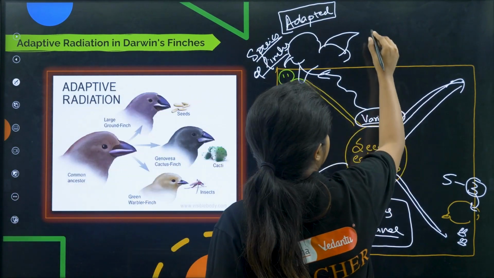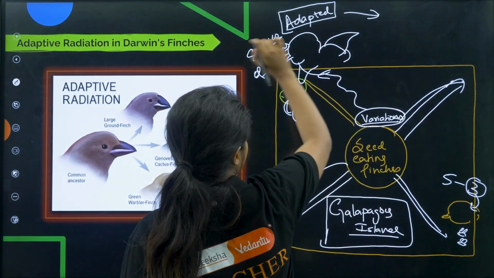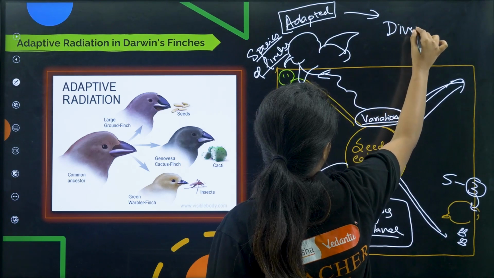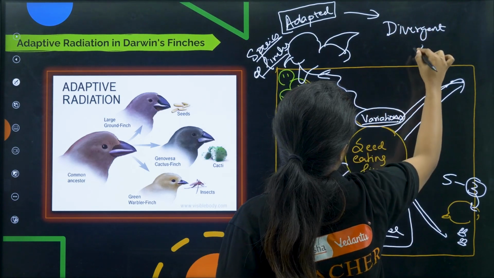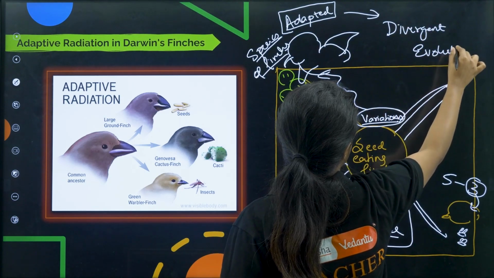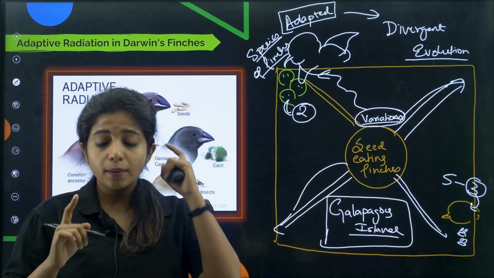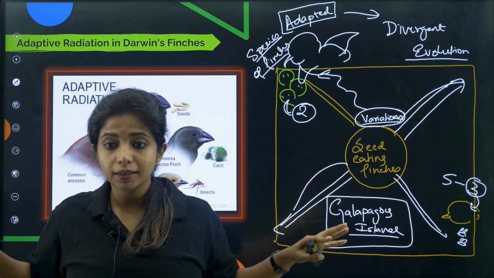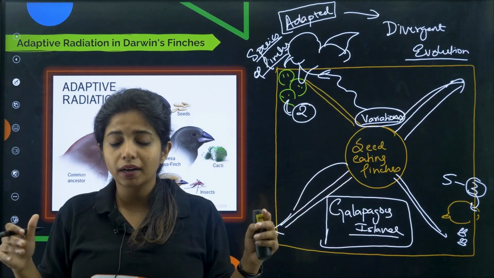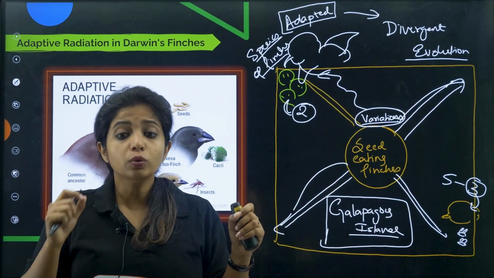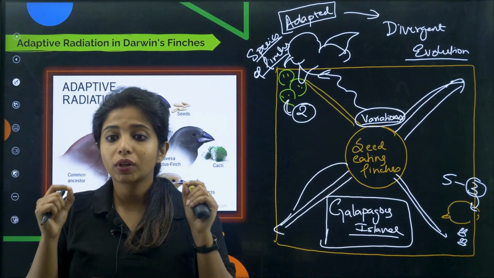I'm not saying all types of adaptive radiation, I'm talking about this one, it is an example of divergent evolution also. Why do I say it's an example of divergent evolution, children? In divergent evolution, what is happening? A common ancestor is there. From there, different organisms are being made. They have the same structures, but do they have the same function?